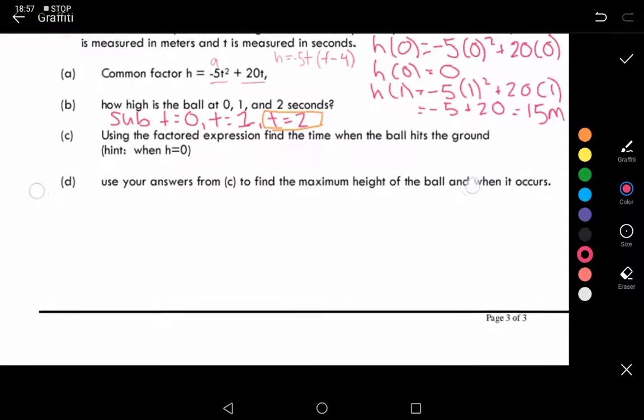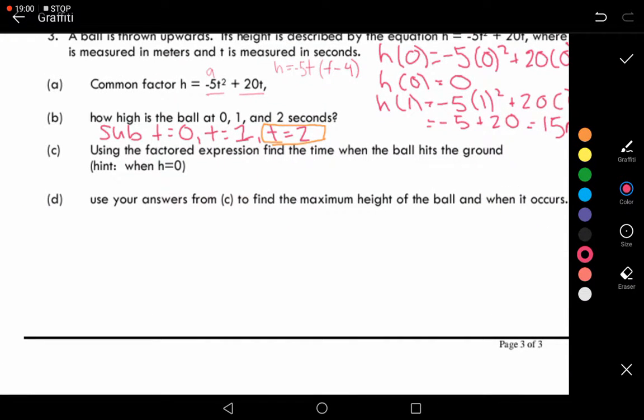So it says, using the factored expression, find the time when the ball hits the ground. So in part B, it told us the time and it asked us for the height, right? This time, it's asking you to find the time, okay? And it's telling you the height. It's not explicitly telling you the height, but it is telling you, find the height when the ball is on the ground. Okay, if anything is on the ground, that means the height is 0, right? So this hint says, find when h is 0.